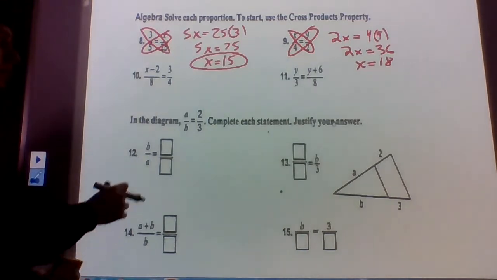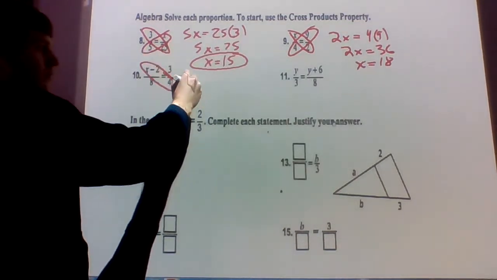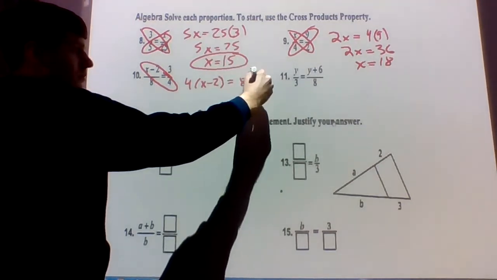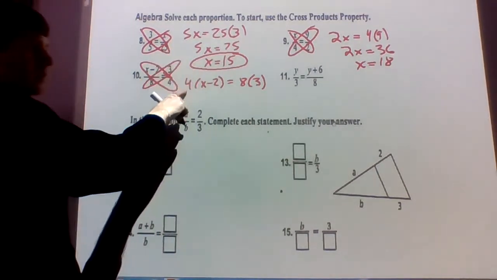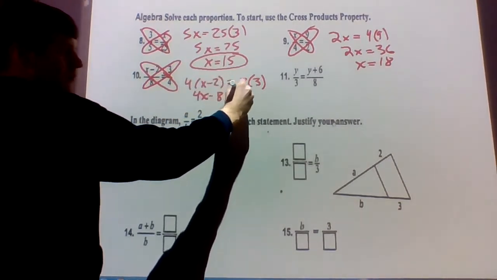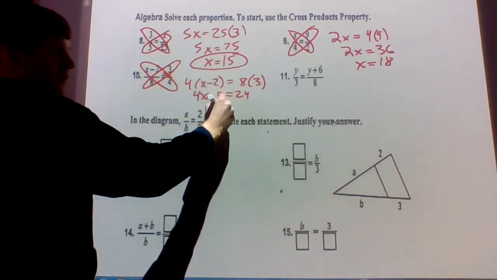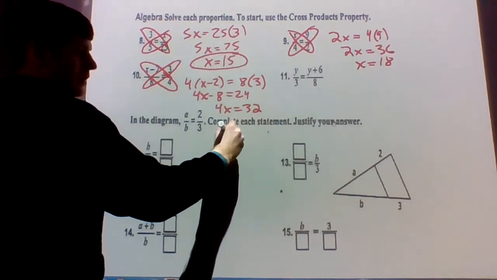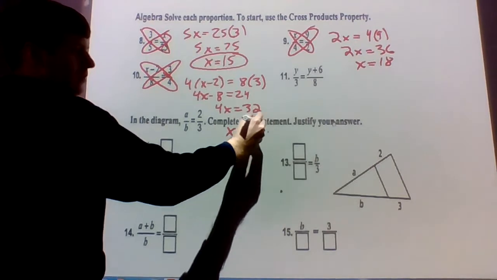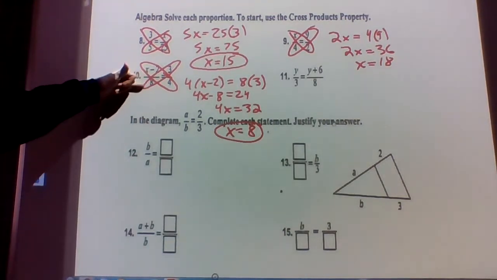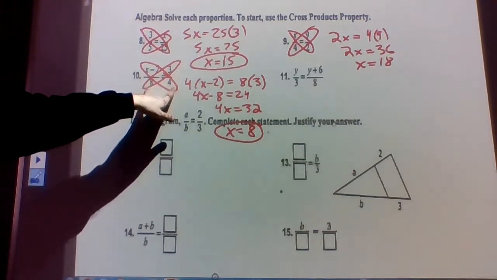Okay, we cross multiply here, we're going to get 4 times x minus 2 equals 8 times 3. Okay, you got to distribute the 4, so that's 4x minus 8 equals 24. You add 8 to both sides, you get 4x equals 32. Divide by 4 and you get x equals 8. If you plug that in, 8 minus 2 is 6. 6 divided by 8 equals 3 over 4. So we're good.